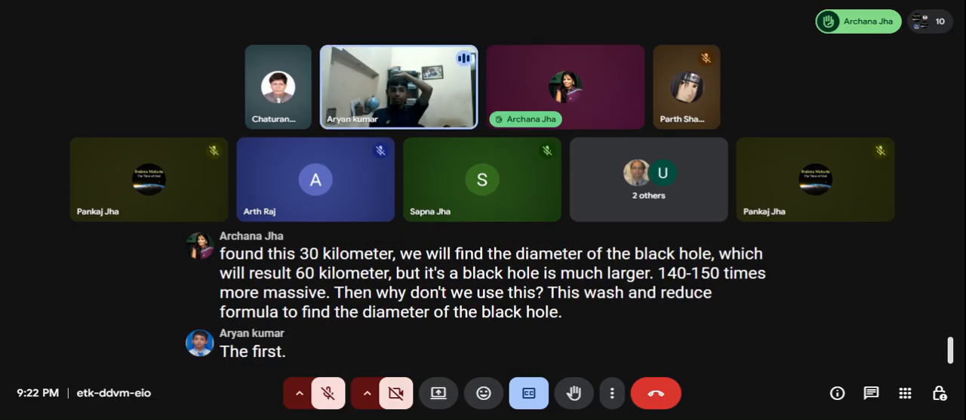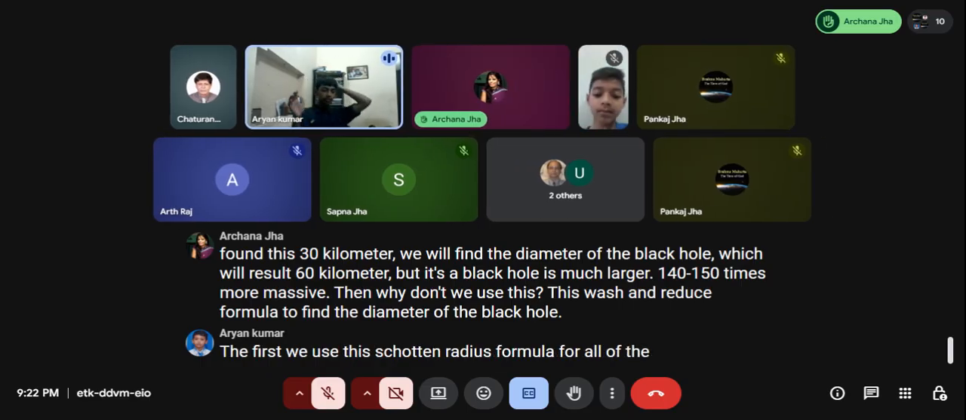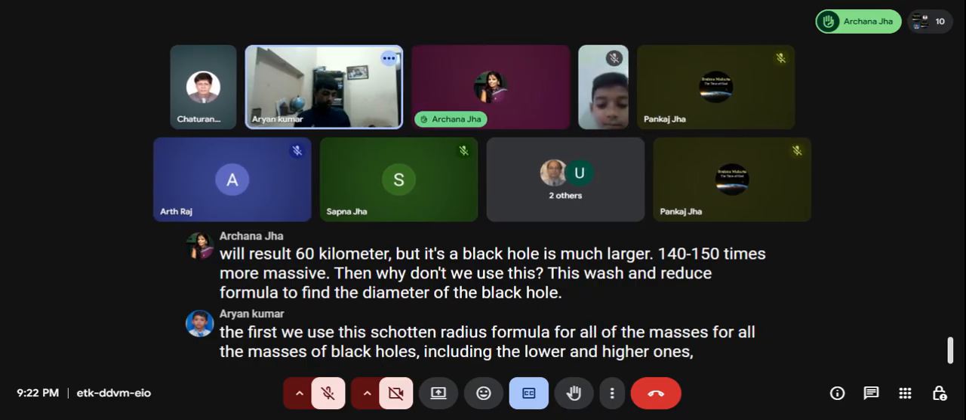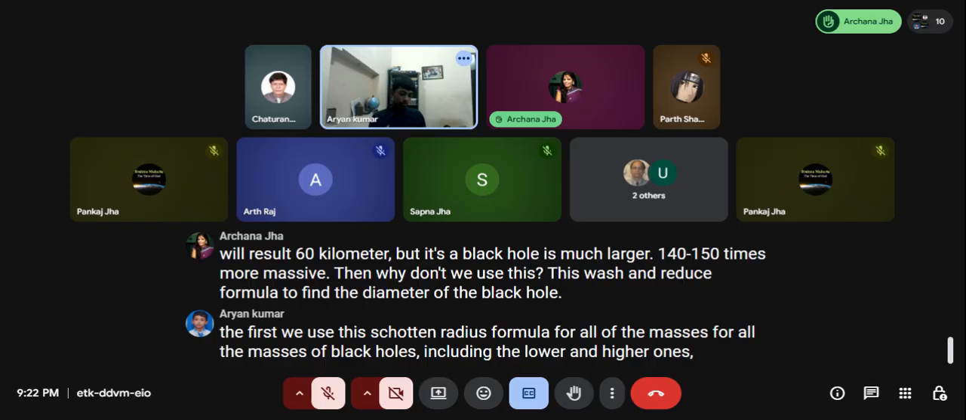We use this Schwarzschild radius formula for all the masses of black holes, including the lower and higher ones.